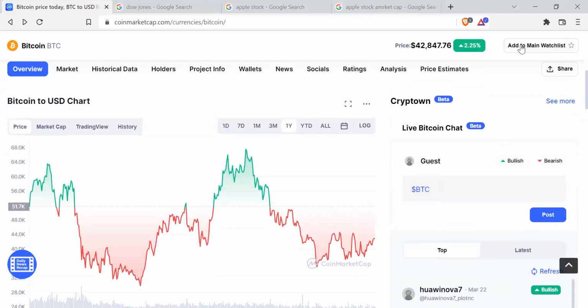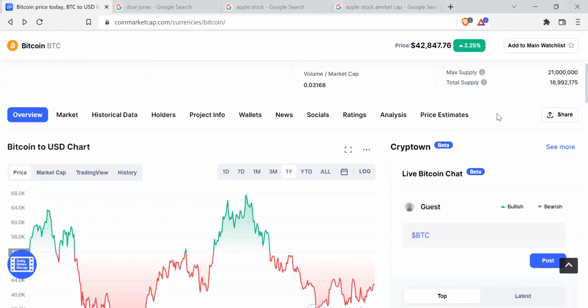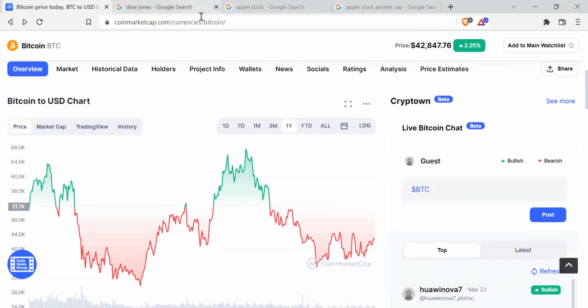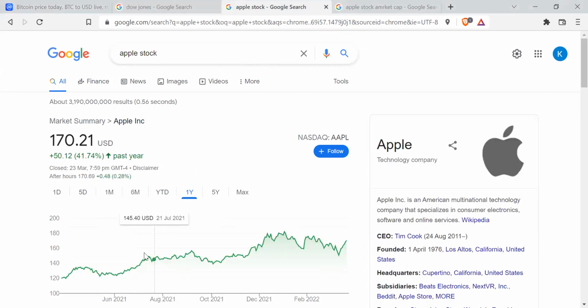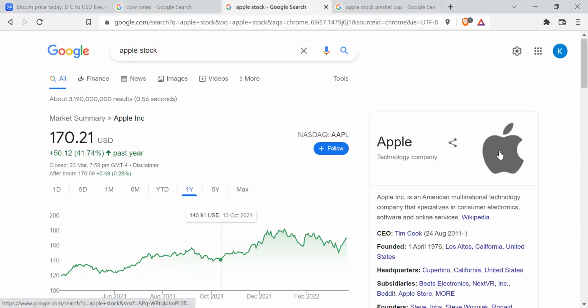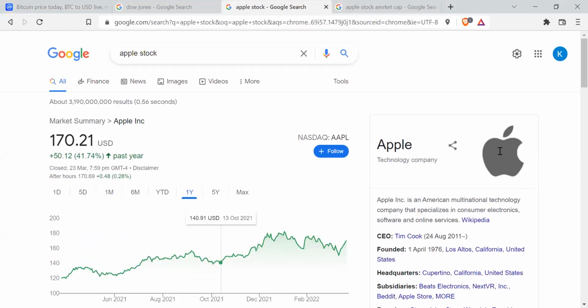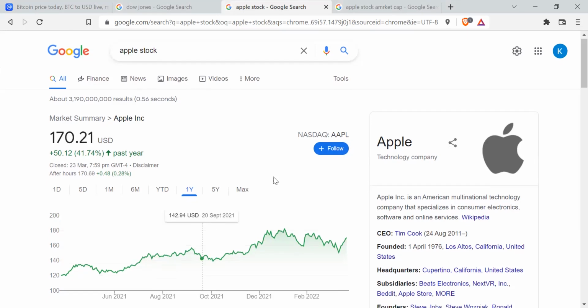Bitcoin TA, or technical analysis, is different from the traditional market. So how is it different? If you take a look at the Dow Jones or things like Tesla, or maybe I use examples such as Apple or Tesla, you can see all these companies worth $1 trillion or near $1 trillion.